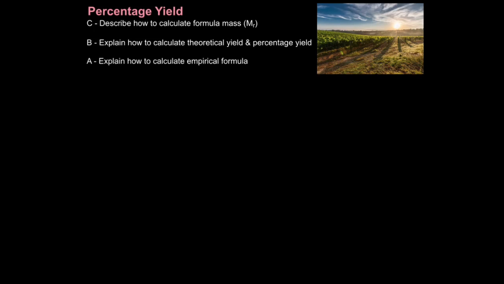In this tutorial we're going to look at percentage yield. The first aim is to describe how to calculate the formula mass, Mr, for a molecule, then explain how to calculate theoretical yield and percentage yield, and finally explain how to calculate empirical formula.